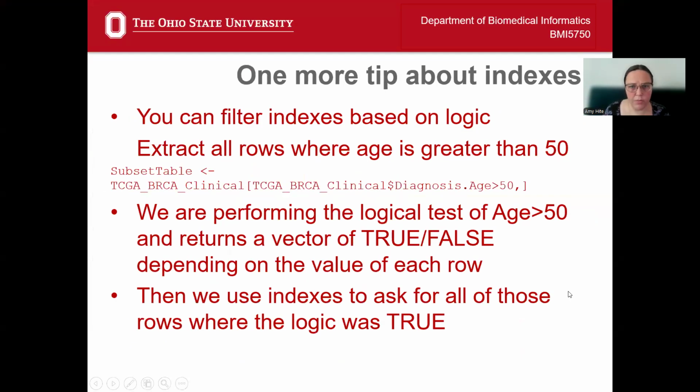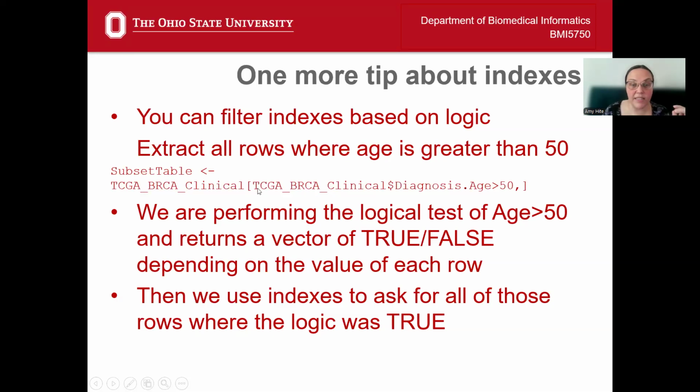And then one more tip about indexes. You can filter indexes based on logic. Maybe you want to pull out every row where the age is greater than 50. So we have our table name, and inside the square brackets, on the row side, we're asking, pull out the diagnosis age greater than 50. And then we'll save it back out to this subset table.